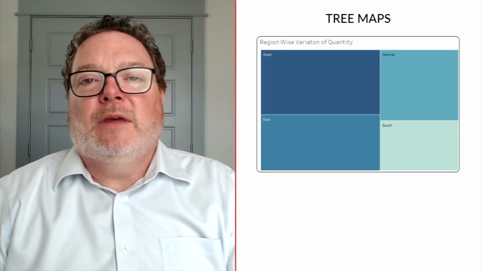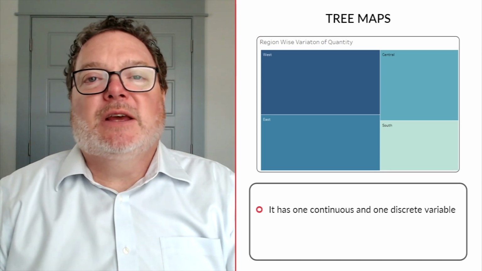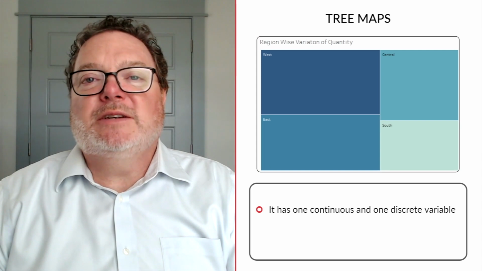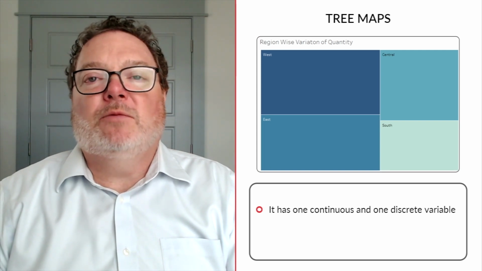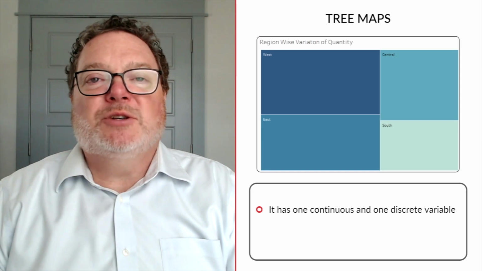Next, we'll talk about tree maps. Tree maps require one discrete and one continuous variable. Tree maps are really good for showing the part-to-whole relationship. So if you have 4 regions and you want to look at how each of them fit in relative to the whole and how they fit relative to each other, a tree map is really a good option.